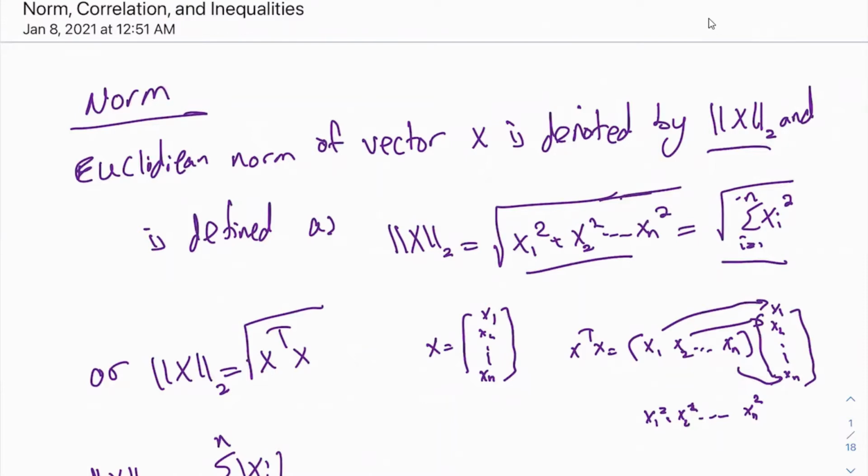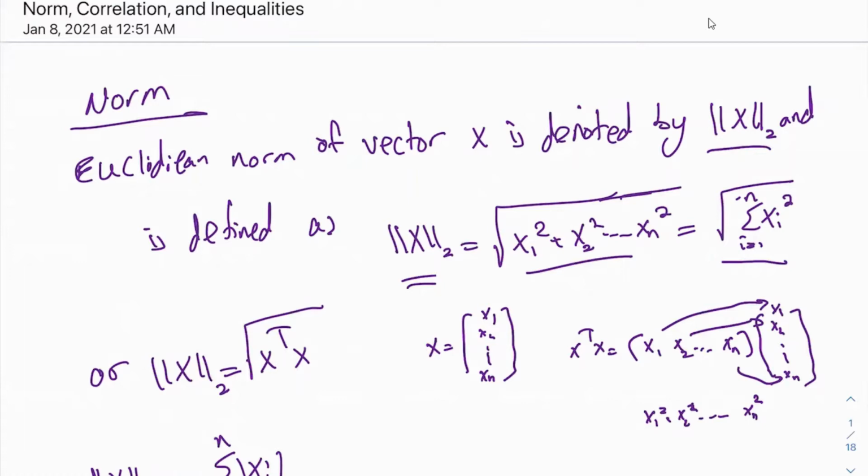So let's start talking about the norm. Now, Euclidean norm is the most widely used norm, also known as L2 norm. This is the symbol for L2 norm. It's defined as follows: the square root of each component squared, added together. These are both equivalent definitions.